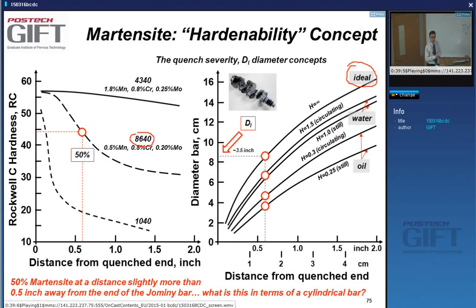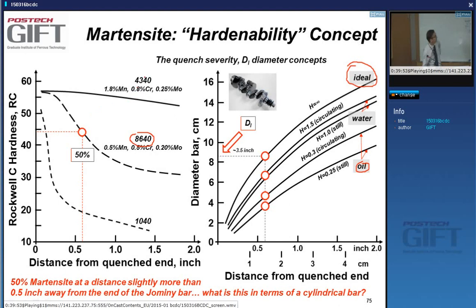However, if I cool, for reasons of cracking and shape distortion, with oil instead, the cooling rate will be much smaller. Now, I still want a bar with 50% in the middle. How large will the diameter be? Well, it will not be an 8 centimeter diameter bar, but it'll be a little bit less than 4, so half the diameter. Remember, this is a function of the composition.